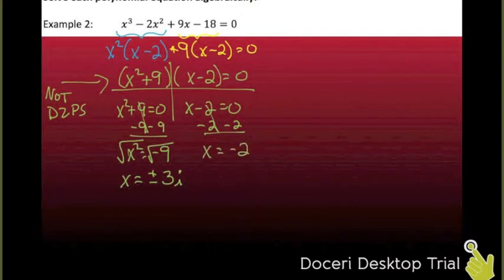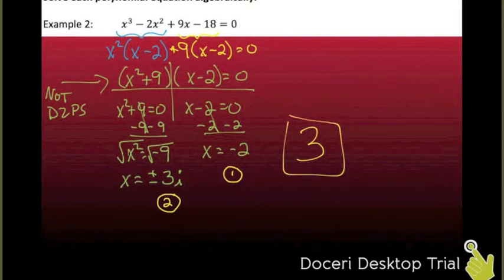So you'll notice there are 2 roots here and 1 root here, which gives us a total of 3, which is the same as the degree that we had up here, x to the third power. So there should be 3 roots. There's positive 3i, negative 3i, and negative 2.